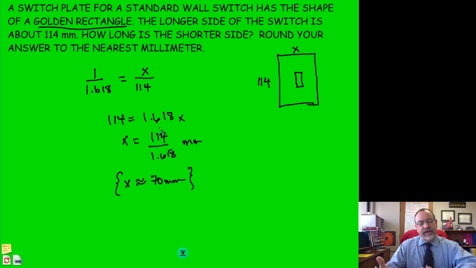So we're not doing anything different here with the similarity ratio or the golden ratio. It's just the fact that we already know what the ratio is, so we have to begin with a similarity ratio. So we know what it is by the term golden rectangle. As soon as we see golden rectangle, we should think golden ratio. That's going to be the similarity ratio that we begin with. All right, so that will wrap up Chapter 7, Lesson 2.